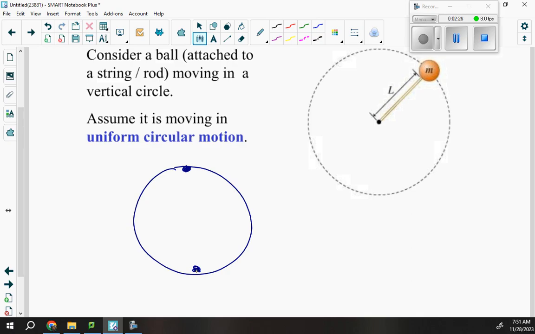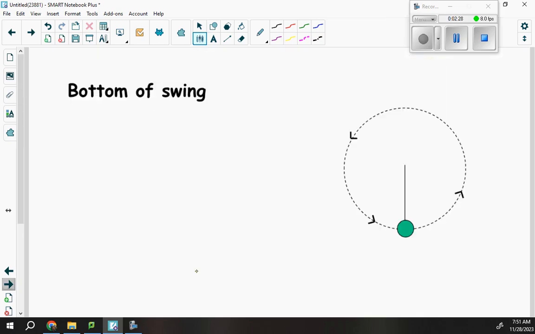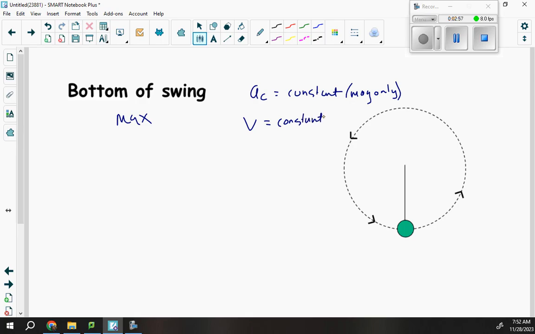So at the bottom of the swing, if we wanted to figure out why we have the maximum tension there, we have to keep in mind that this thing is moving around with uniform circular motion, which means the magnitude of a_c is constant. Magnitude only. The direction, remember, keeps changing. And the speed is constant. The velocity is not, because it, again, keeps changing.